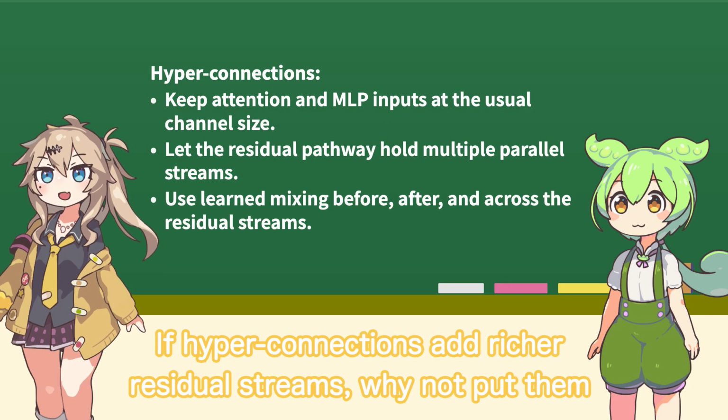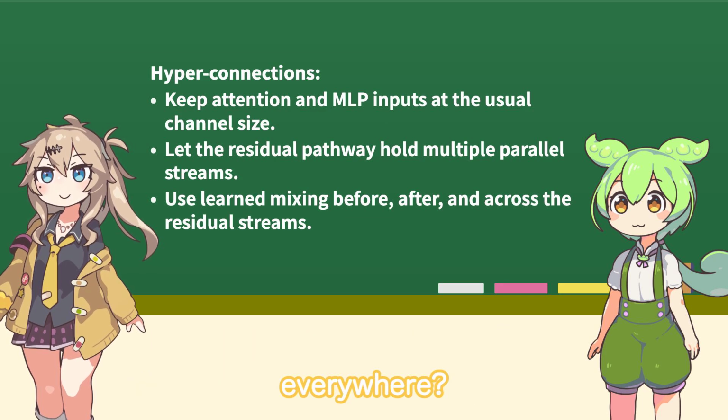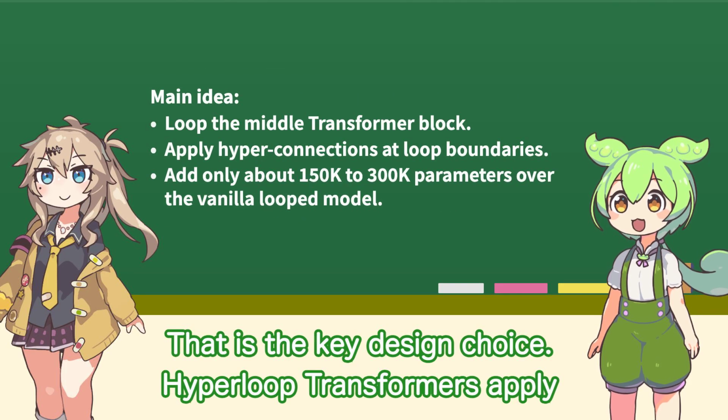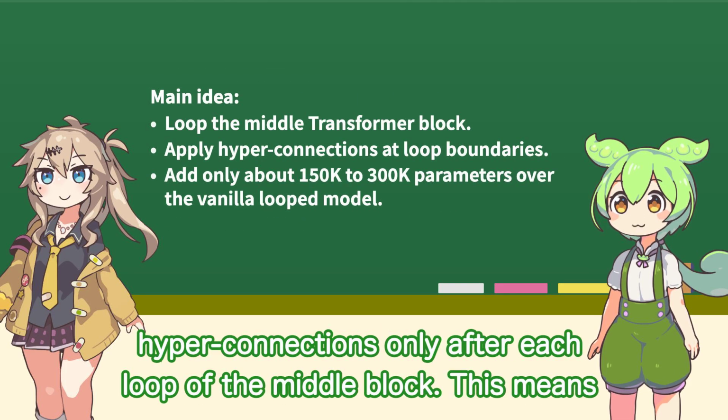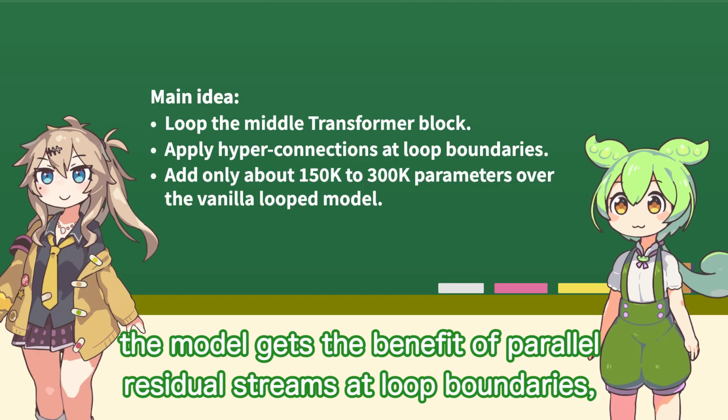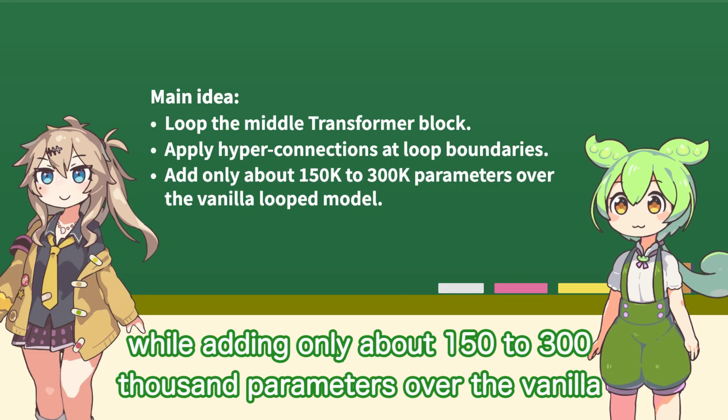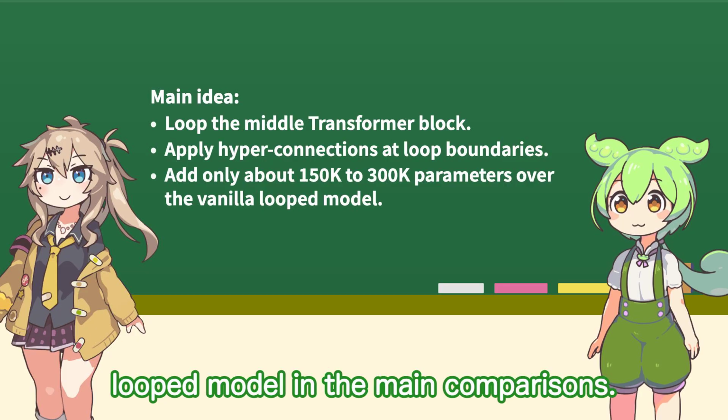If hyperconnections add richer residual streams, why not put them everywhere? That is the key design choice. Hyperloop transformers apply hyperconnections only after each loop of the middle block. This means the model gets the benefit of parallel residual streams at loop boundaries, while adding only about 150 to 300,000 parameters over the vanilla looped model in the main comparisons.